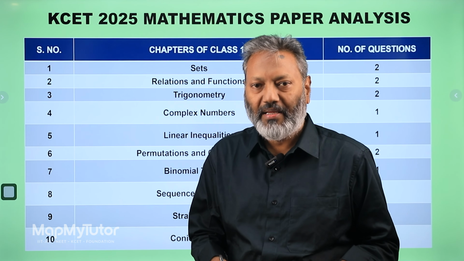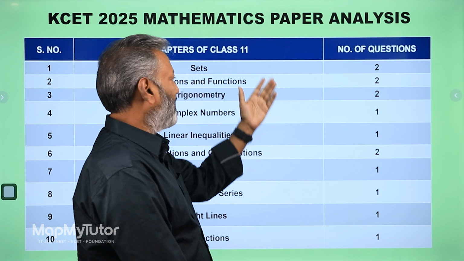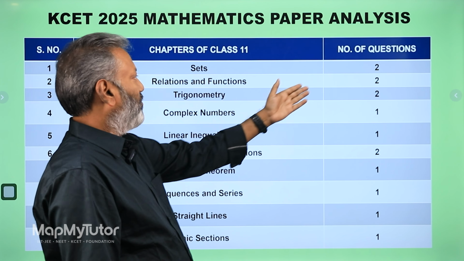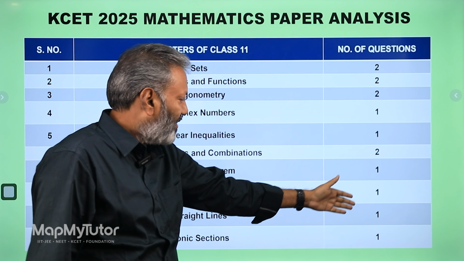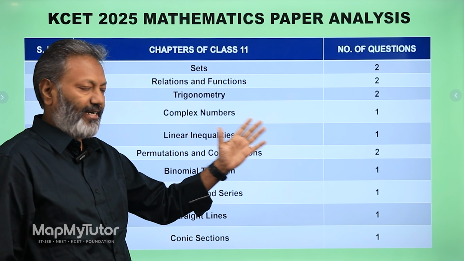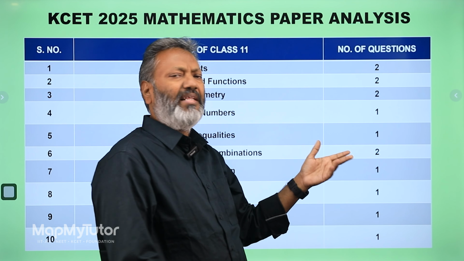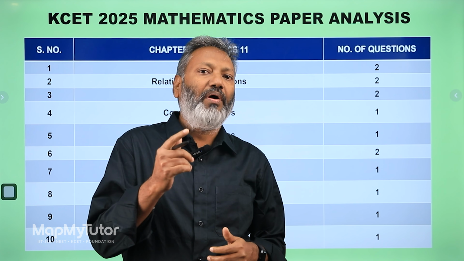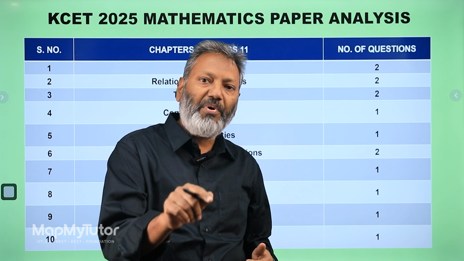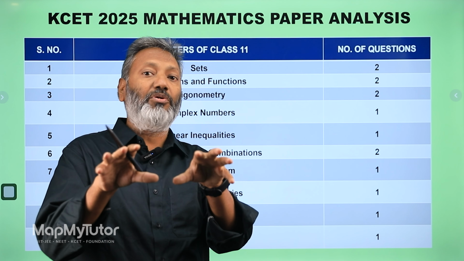Let us discuss the weightages in the 11th syllabus. Check these numbers. In sets, you got 2 questions. In relations and functions, another 2. Like this, I have given you 10 topics at a time. Everybody can read the numbers, but what is our specialty? You have to know the important concepts in the topic. This is where I am going to focus.